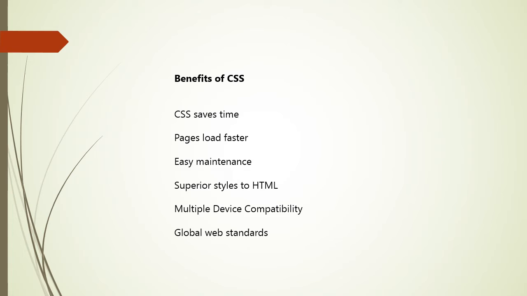Next, superior styles to HTML. CSS has a much wider array of attributes than HTML. So you can give a far better look to your HTML page in comparison to HTML attributes. Next is multiple device compatibility. Style sheets allow content to be optimized for more than one type of device. By using the same HTML document, different versions of a website can be presented for handheld devices such as PDAs and cell phones or for printing.